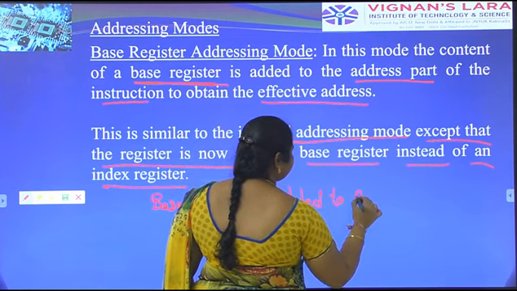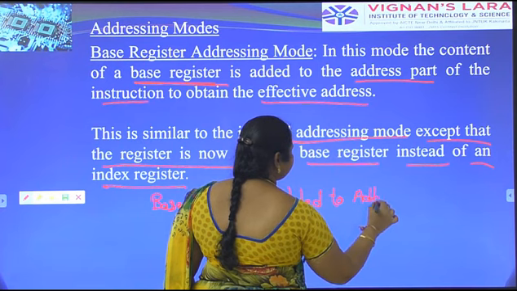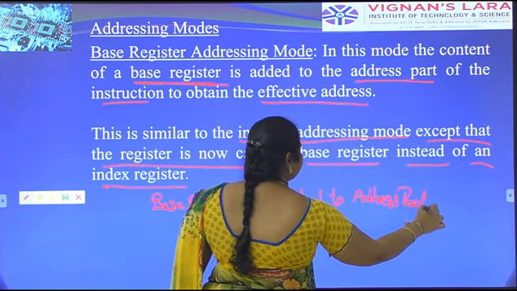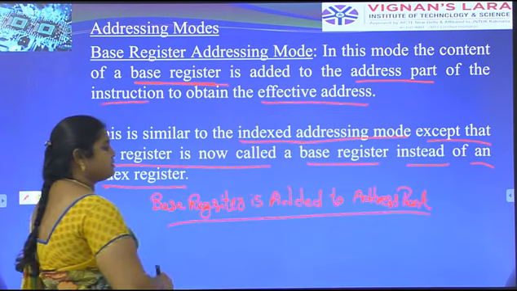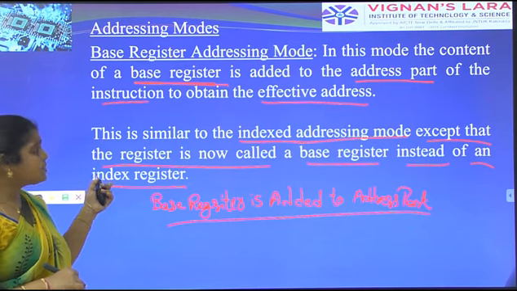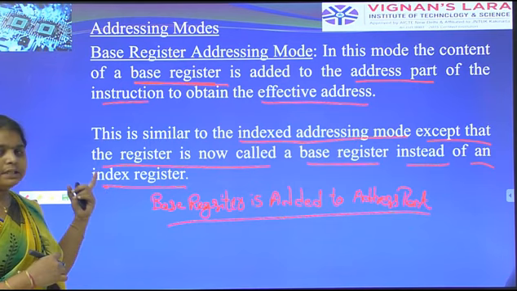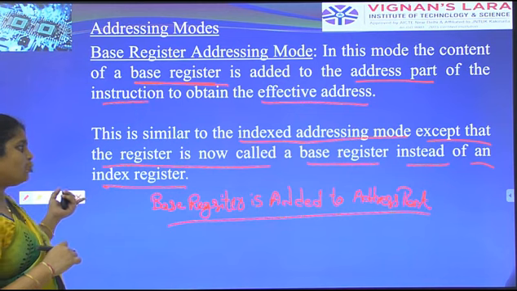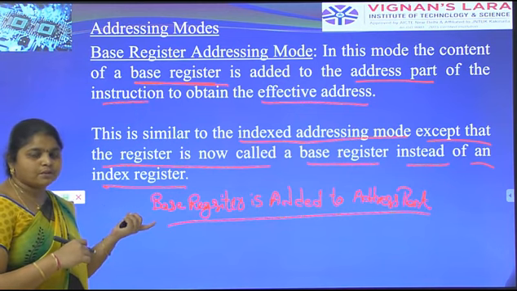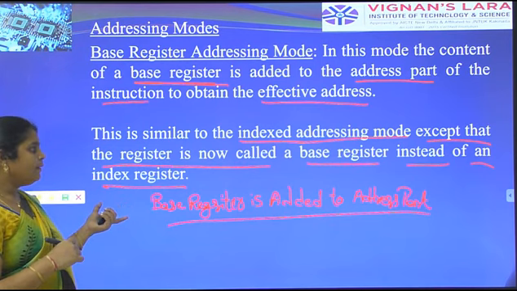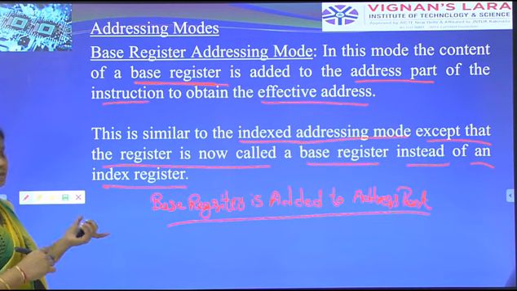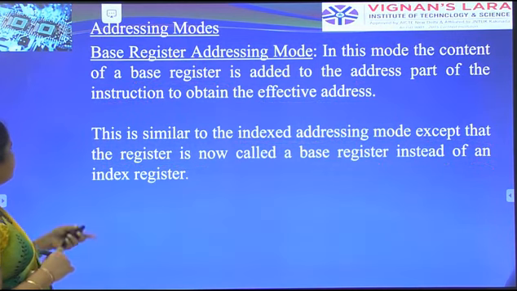The base register is added to the address part. That's why we call it the base register addressing mode. This is similar to the index addressing mode. We have to identify with that index what is the effective address of that addressing mode. Now it is called a base register instead of an index register addressing mode.